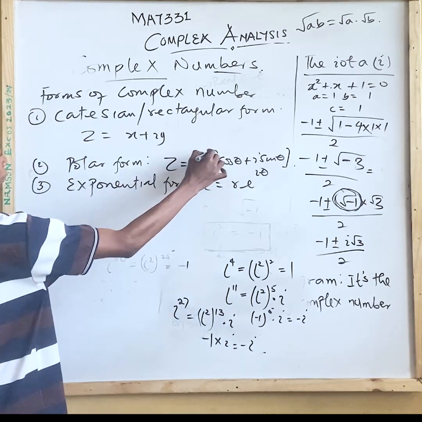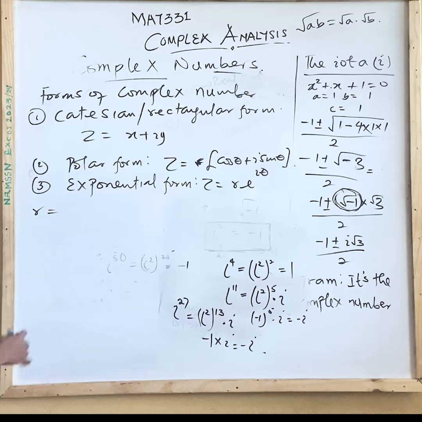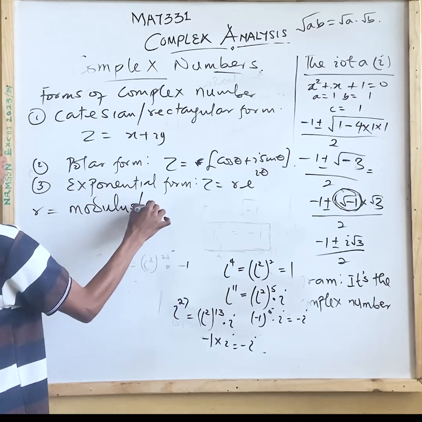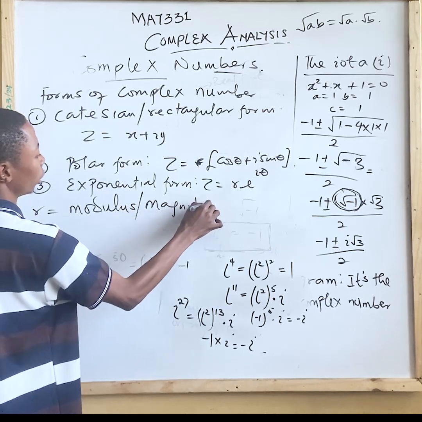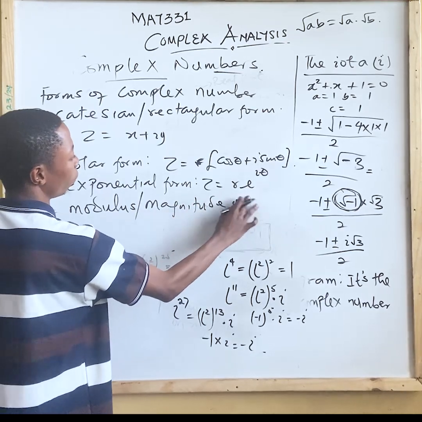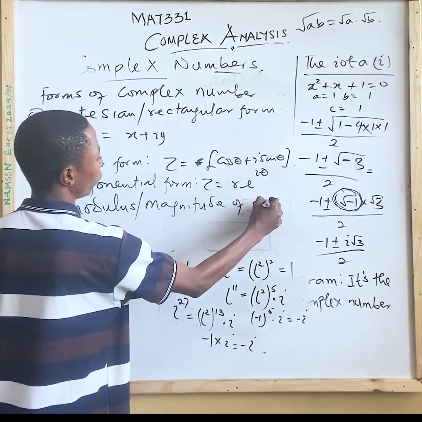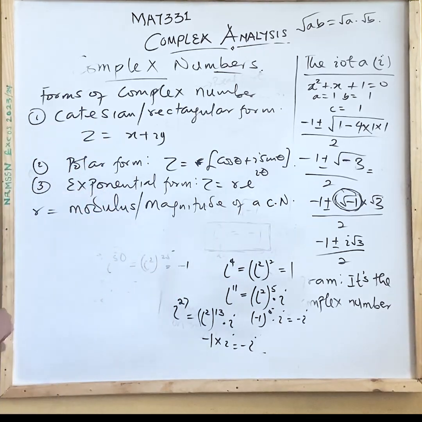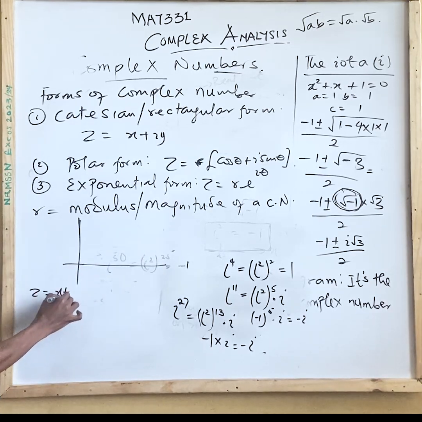So that r is what we call the modulus. R is the modulus or magnitude of a complex number. And how do we find r? Suppose I'm having a complex number z equals x plus iy.